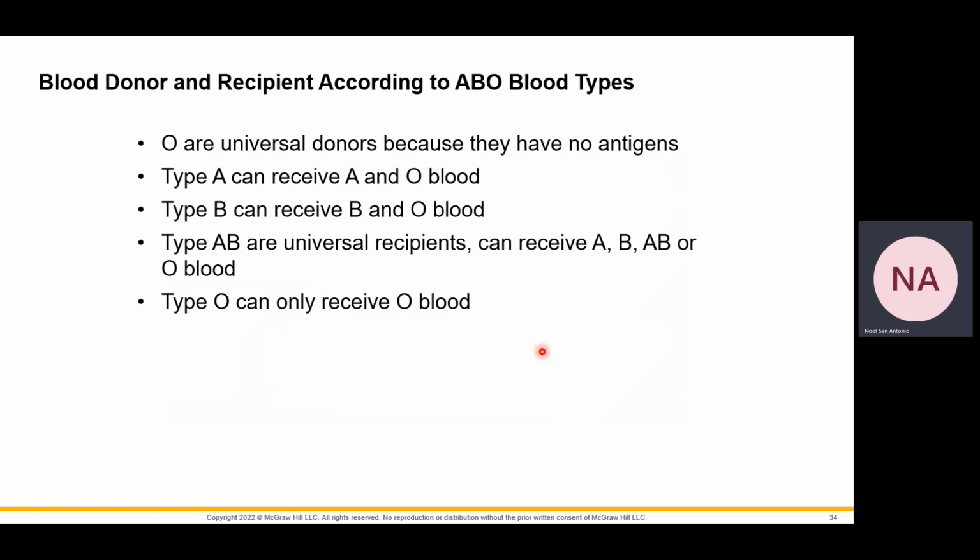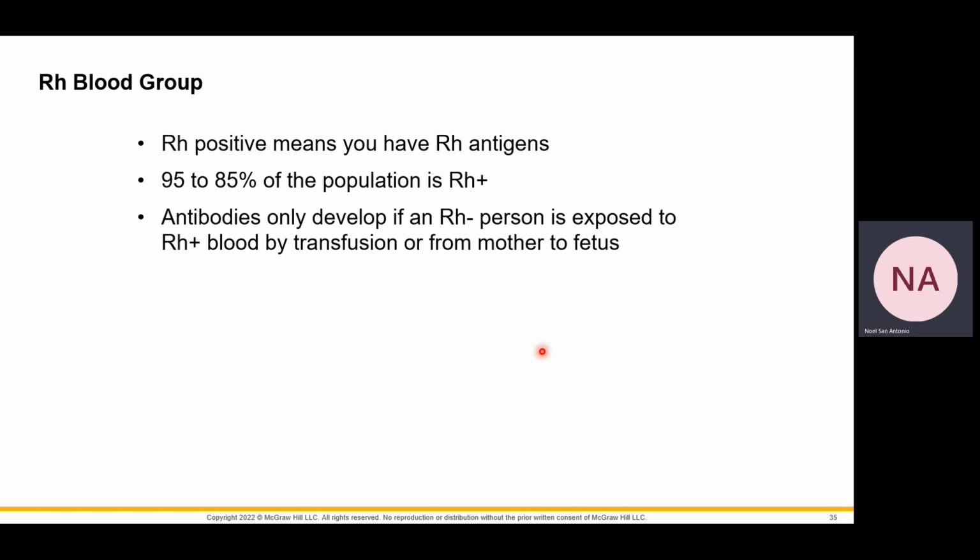So, uulitin ko, yung universal donor and universal recipients can be used only if packed red blood cells will be transfused, not full blood. Okay? Now, the second blood grouping is called the RH blood grouping.